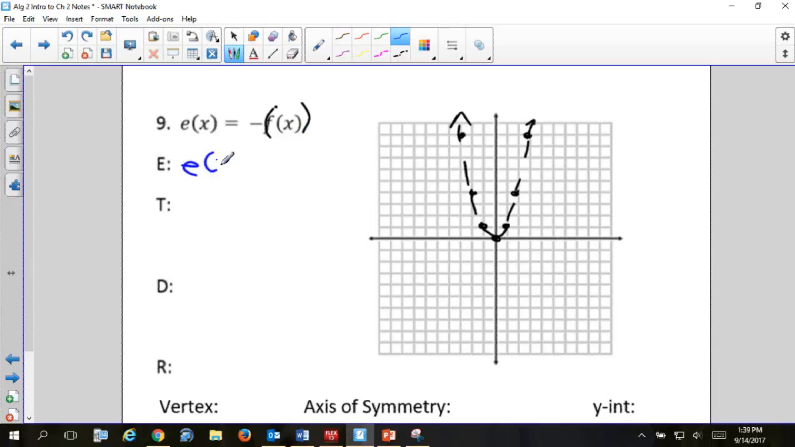So e of x, this says to put a negative on the outside of the function. So we would be doing negative outside of the x squared. But when I simplify that, if I do negative times an x squared, that's just negative x squared. So I don't actually need those parentheses for the final answer.